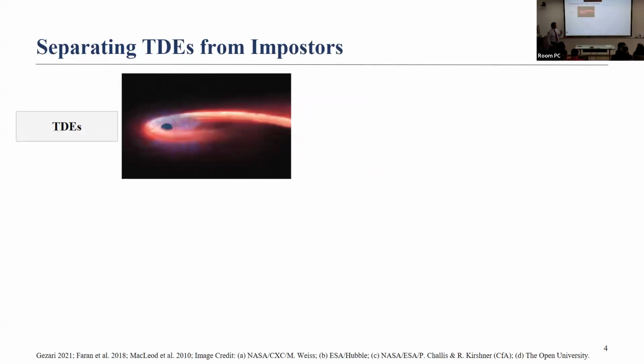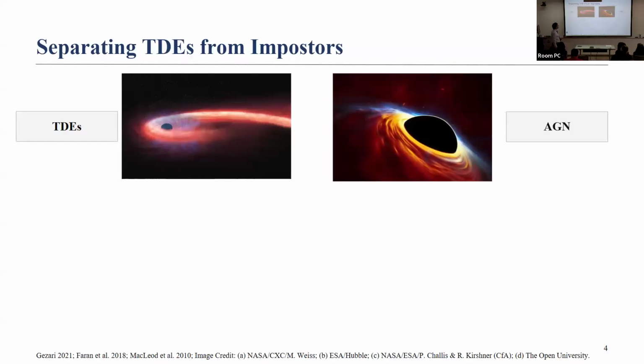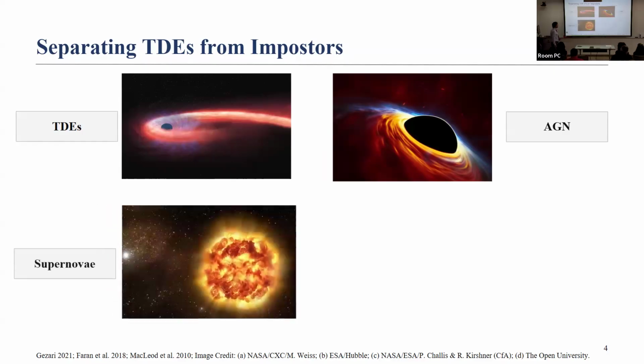Okay, it's good that we have TDEs to understand black holes, but there is a catch. There are imposters that we need to separate from, as TDE isn't the only cool thing that happens in our universe. The first imposter is AGN, which stands for active galactic nuclei, which is a continuously fading black hole that also lies at the center of the galaxies. The second imposter is a supernova, which is a big star explosion.